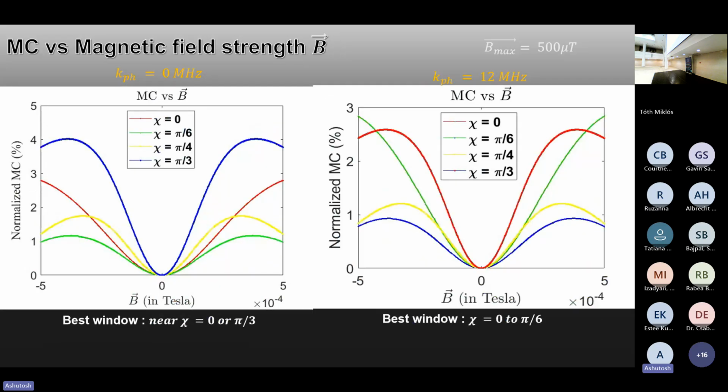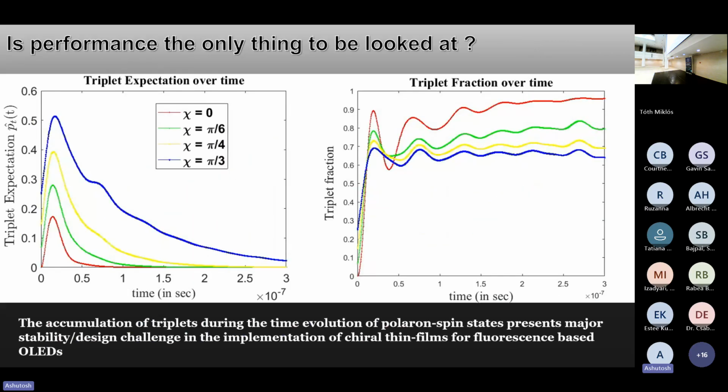And similarly, we did this for magnetoconductance and magnetic field strength as well. Since the time is not there, I won't discuss it much further. But again, chirality is seen to enhance the performance of the device. That's a thing. But increasing chirality also gives rise to a surge of triplet states, which is very critical for the device operation and its stability in the long run.